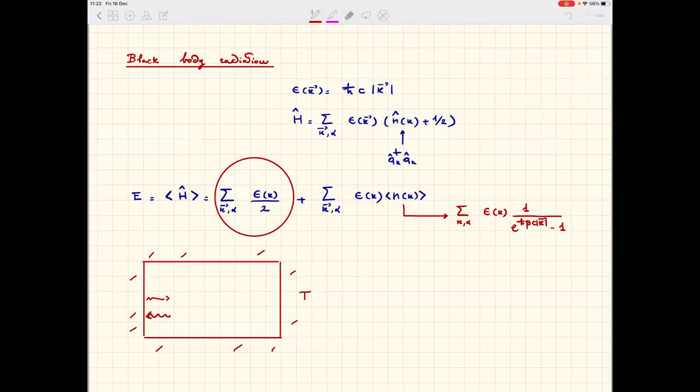All right, so now you see that there are two contributions. The special thing about photons is that as you increase the temperature in a cavity, the total number of photons in the cavity changes. At low temperatures there will be fewer photons, and as you increase the temperature, there will be more and more.